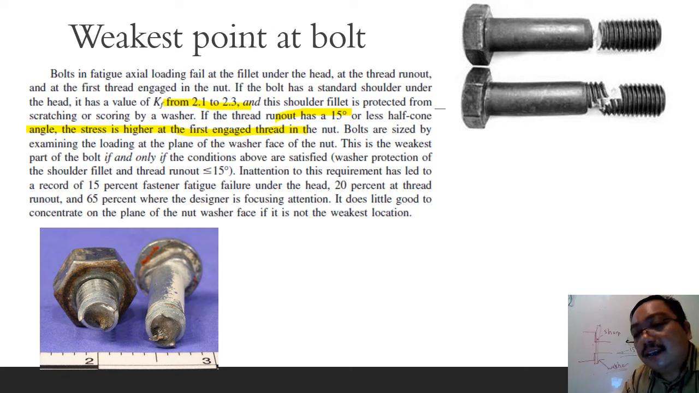This is a picture I took from Google. It shows examples of threads that have been damaged. Broken at the middle, broken at the middle, broken at the first thread actually. This one is also broken at the first thread. This is also broken.